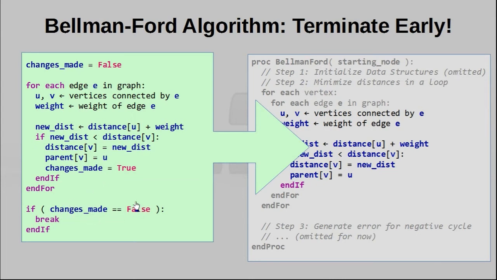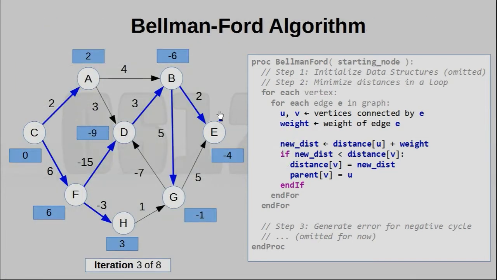If we find that no changes were made, we can actually break out of the outer loop. So yeah, in fact, this is how we can terminate early. As you saw in our previous trace, we only needed 3 full iterations to know that we don't have to do any more work.